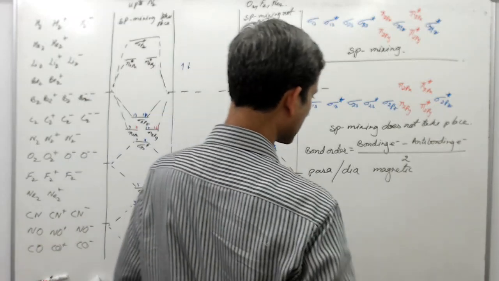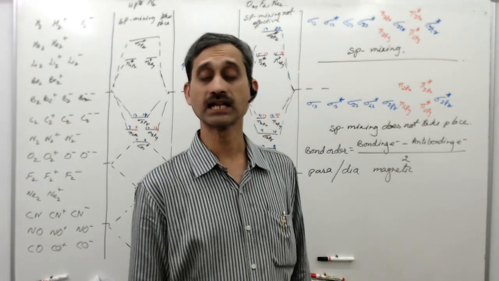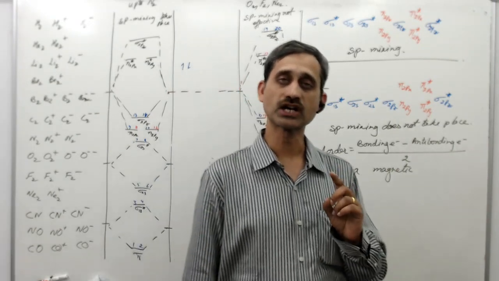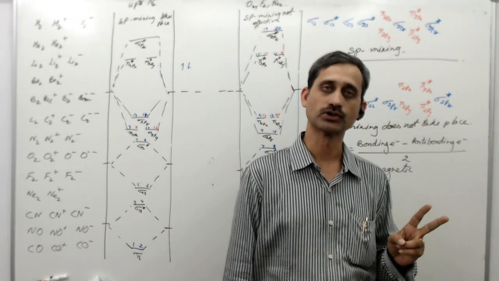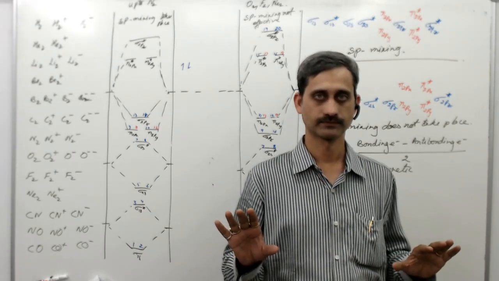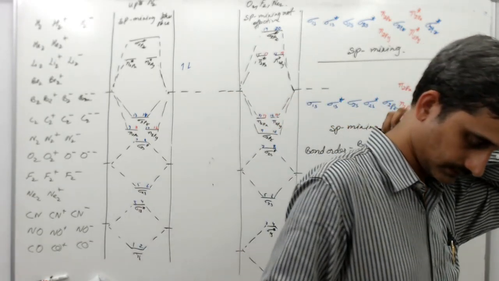Now, bond order can be positive. It can turn out to be negative. It can turn out to be fractional, and it can turn out to be zero. The species which contain zero or negative bond order simply do not exist. Is it clear? Yes, sir.